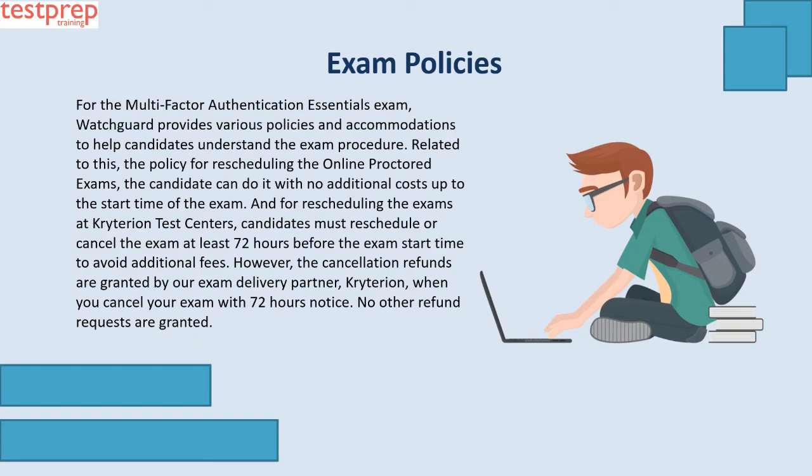And for rescheduling the exams at Criterion test centers, candidates must reschedule or cancel the exam at least 72 hours before the exam start time to avoid additional fees. However, the cancellation refunds are granted by our exam delivery partner, Criterion, when you cancel your exam with 72 hours notice. No other refund requests are granted.